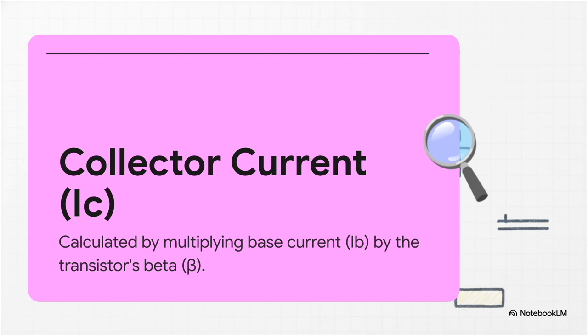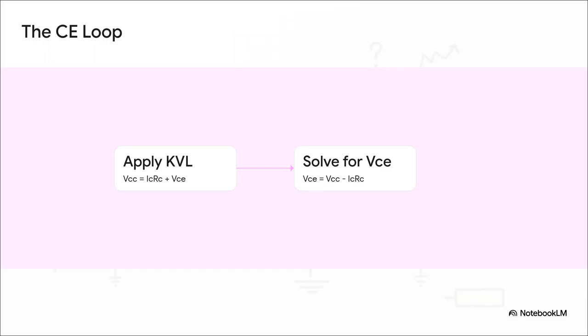Everything hinges entirely on that initial IB calculation. All right, moving over to the right side of the diagram, the collector-emitter loop. We just use Kirchhoff's voltage law one more time. We start again at the supply, VCC.